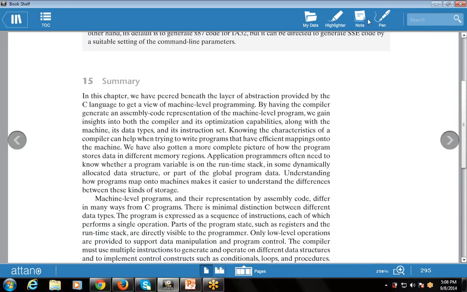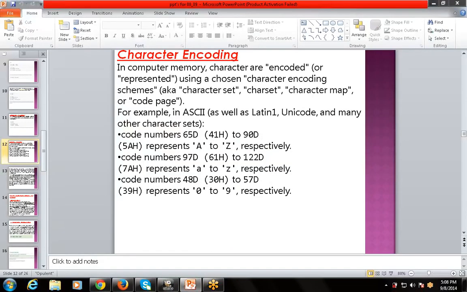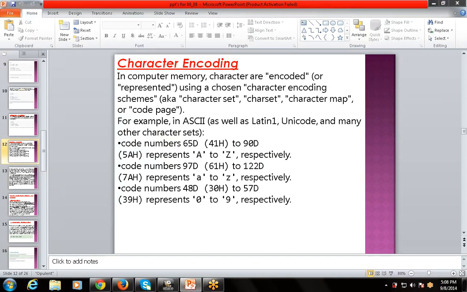So the next part is character encoding. But before this, let's take a 5 to 10 minute break, then come back and start with character encoding. Let's continue with the next topic, that is character encoding.